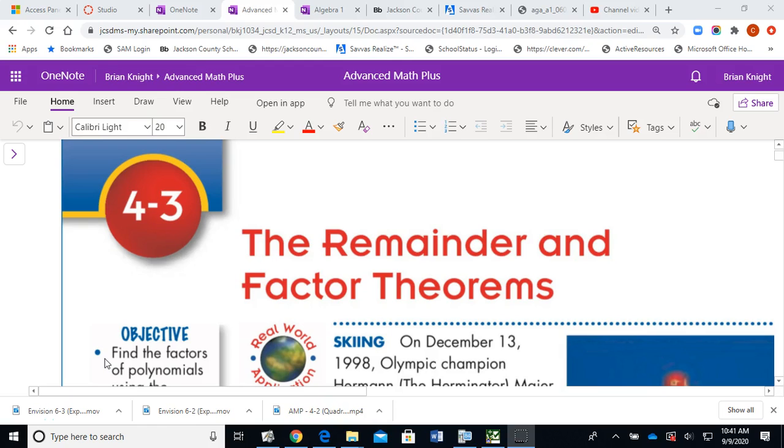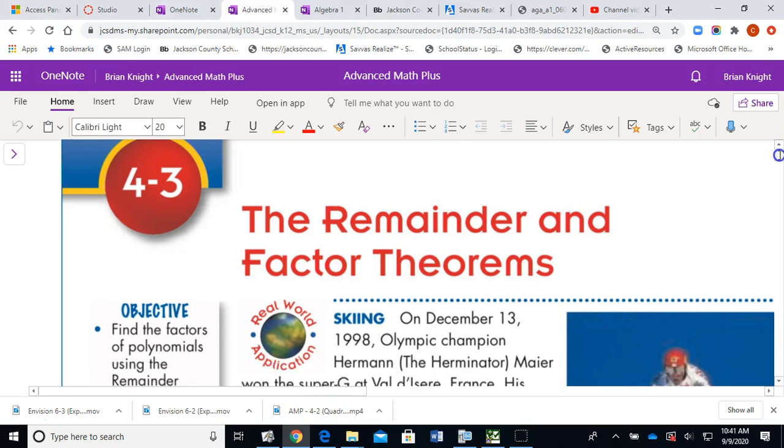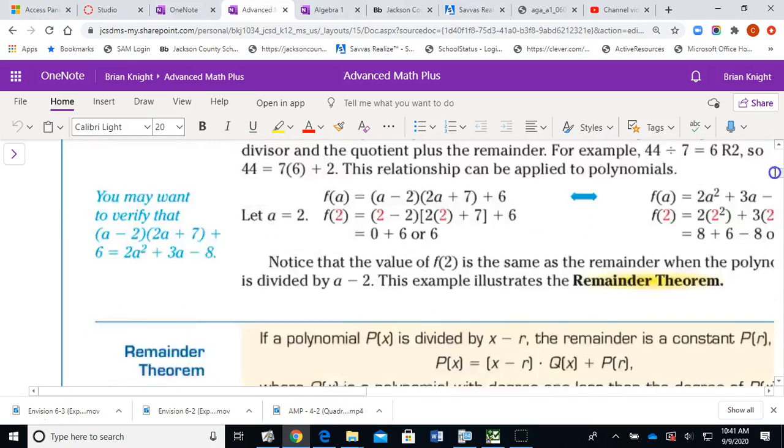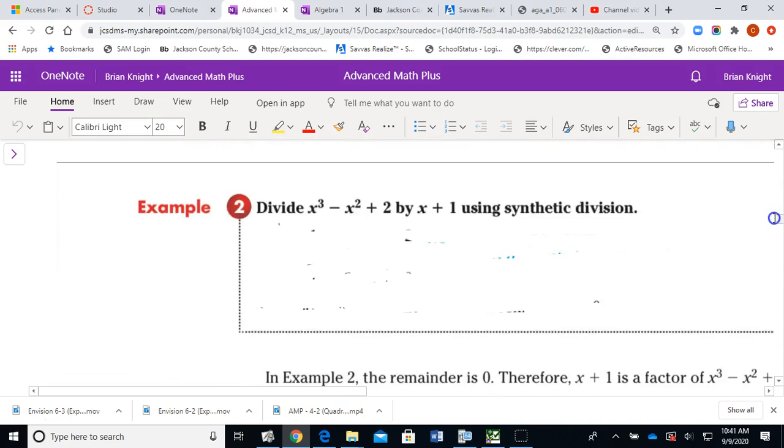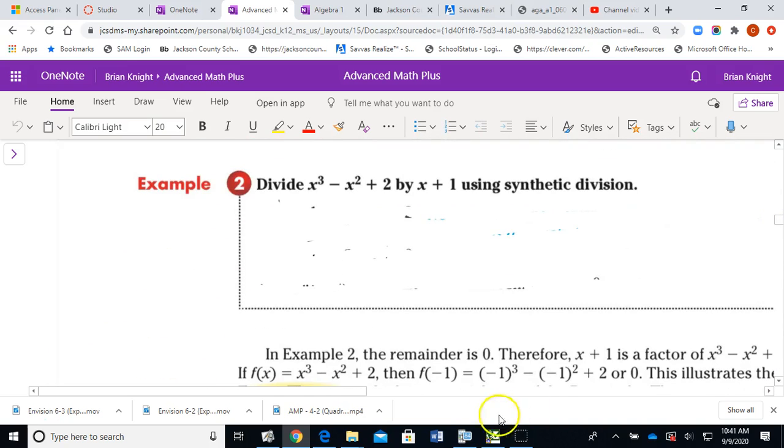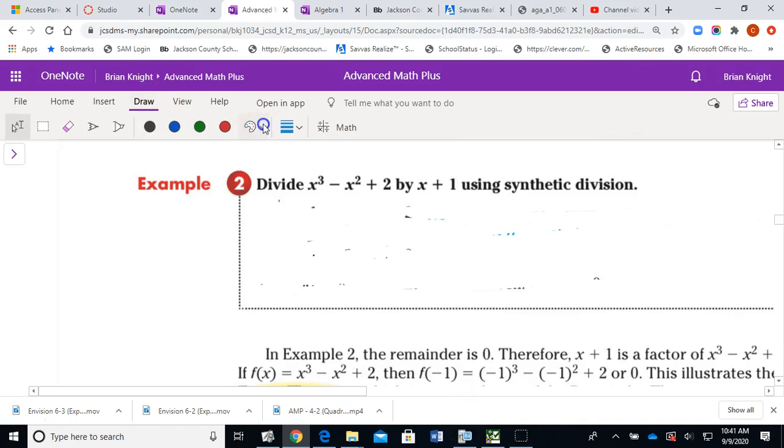Today we're working on section 4.3, that is the remainder and factor theorems. They are pretty simple to comprehend, so let's get started. First thing we're going to do is learn how to synthetically divide. Synthetic division takes the place of long division, which we all loved the other day.